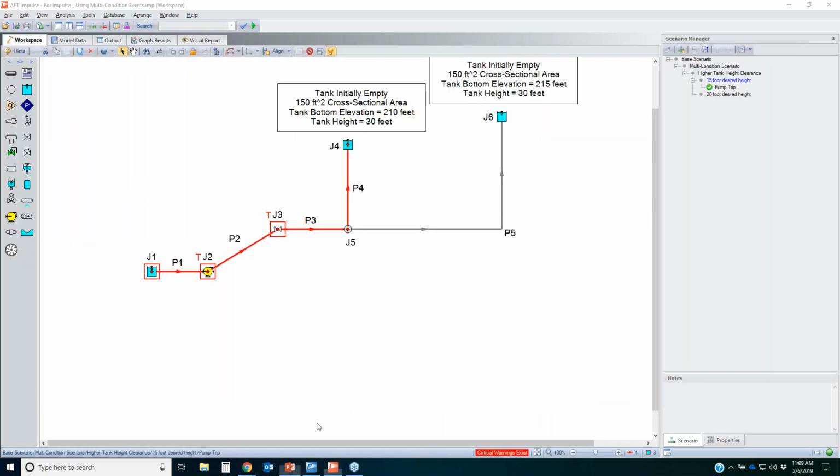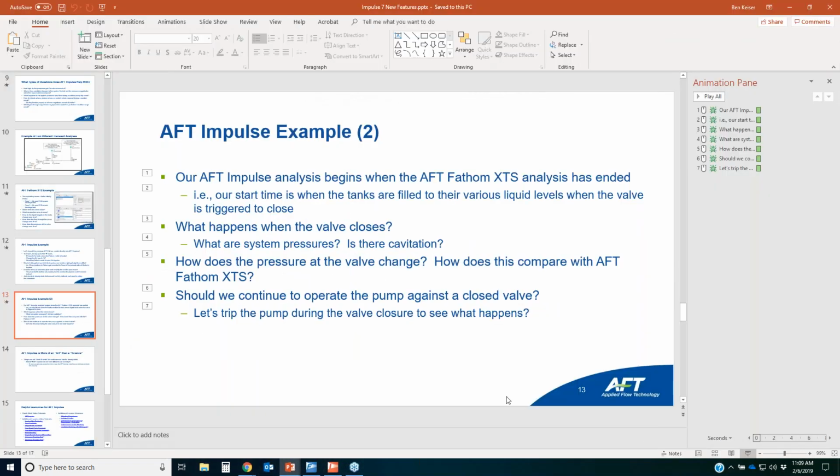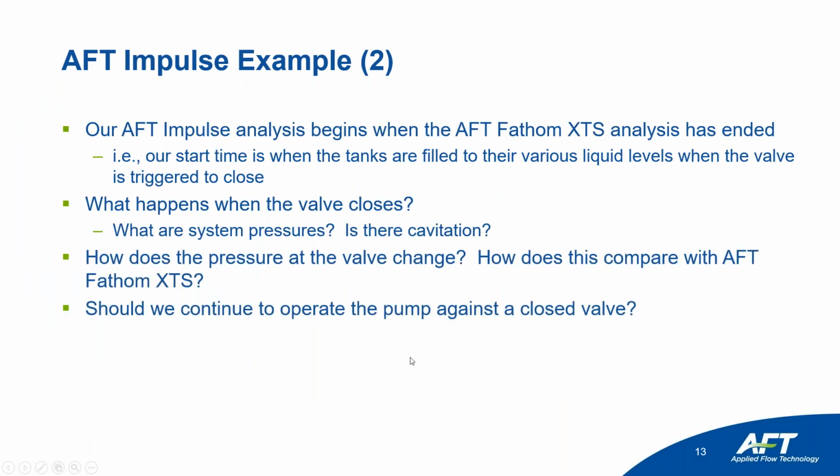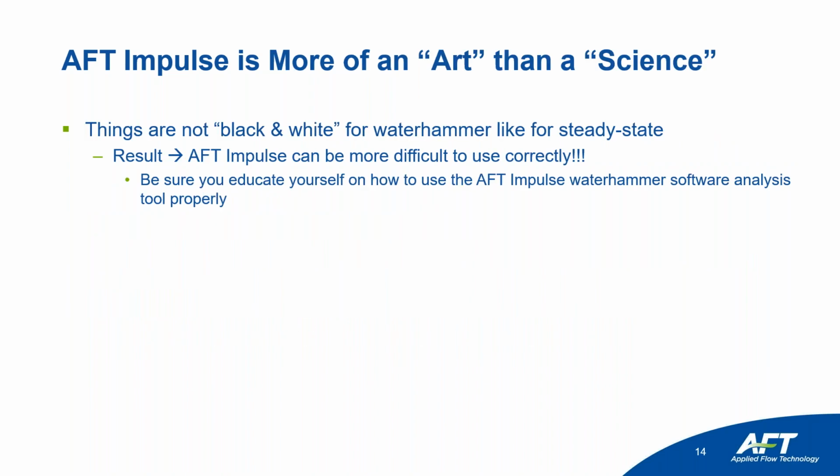On that note, let me finish with just a couple more points here. You can see now how things are completely different when you're doing a Fathom XTS transient simulation versus an AFT Impulse transient simulation. XTS is long-term, long, slow transients. Impulse is very short-term, fast transients. Impulse is more of an art than it is a science.